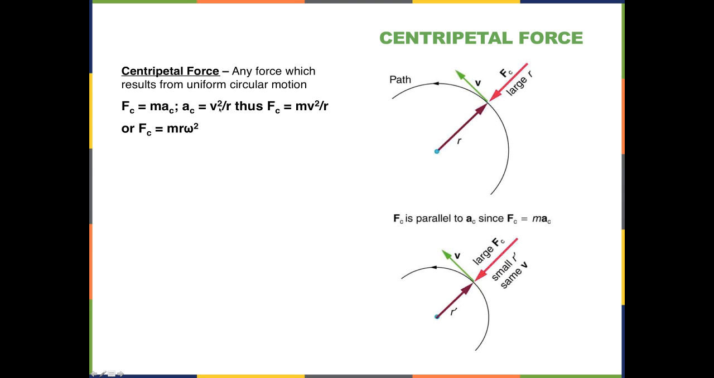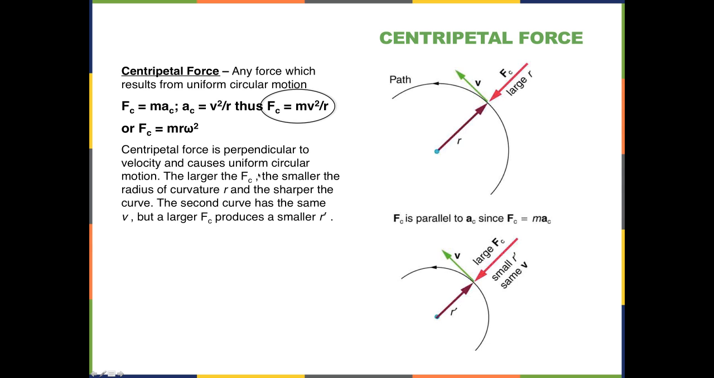Centripetal acceleration is equal to v squared over r. So if you substitute, you get centripetal force equals mass times v squared over r, or mass times radius times omega squared. And this is a formula you should keep in hand. Centripetal force is perpendicular to the velocity and causes the uniform circular motion. The larger the centripetal force, the smaller the radius of curvature and the sharper the curve.